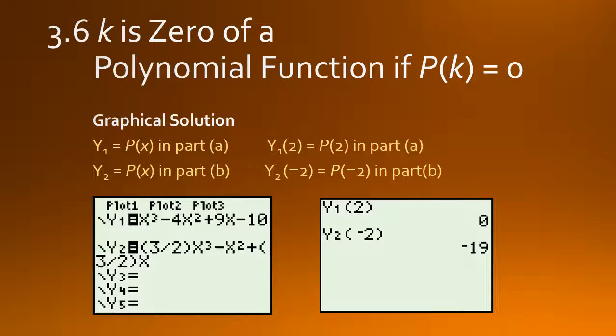Here's looking at it graphically. What they did was they put in for y1 the p of x in part A, and for y2 the p of x from part B. And then they told the calculator to put in 2 and negative 2 for each of those respectively. And you see we got the same answers as we did when we did the problem with synthetic division.